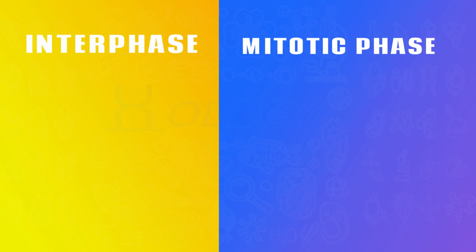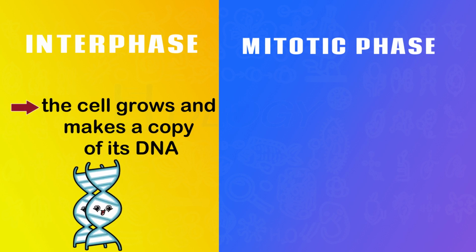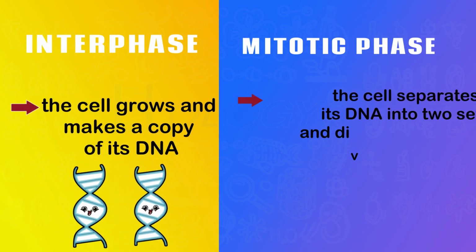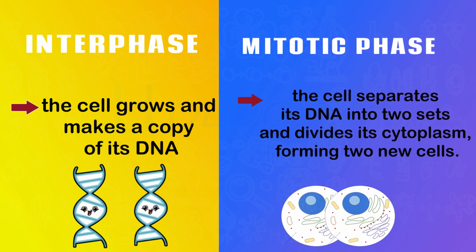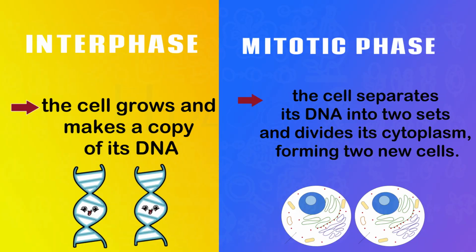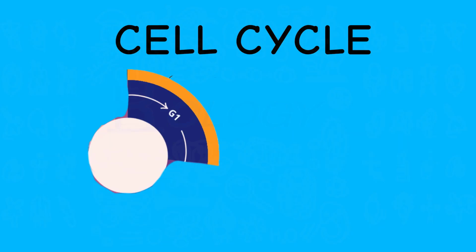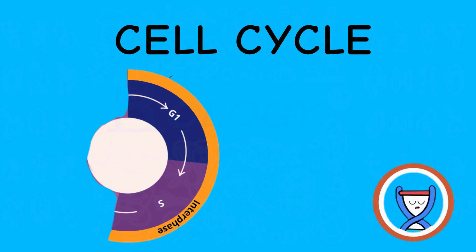During interphase, the cell grows and makes a copy of its DNA. During the mitotic phase, the cell separates its DNA into two sets and divides its cytoplasm, forming two new cells. Interphase. During interphase, the cell prepares for division by carrying out various processes. It consists of three distinct stages, G1, S, and G2 phases.